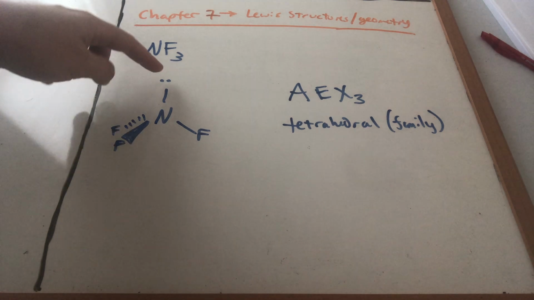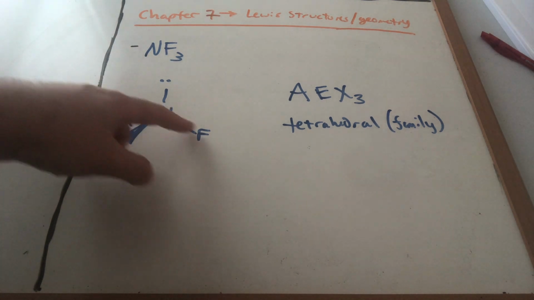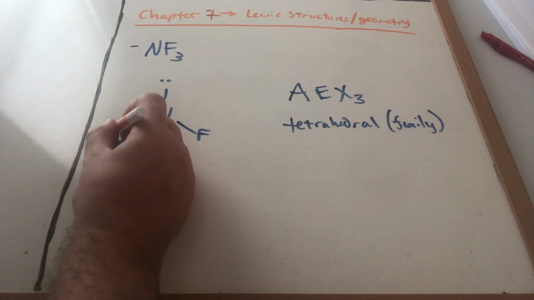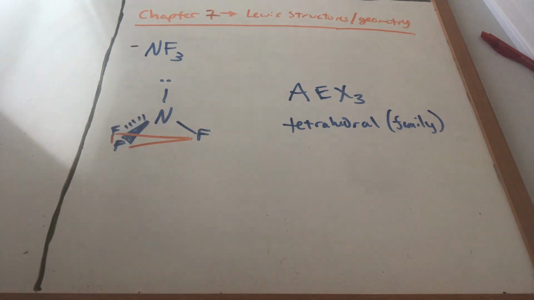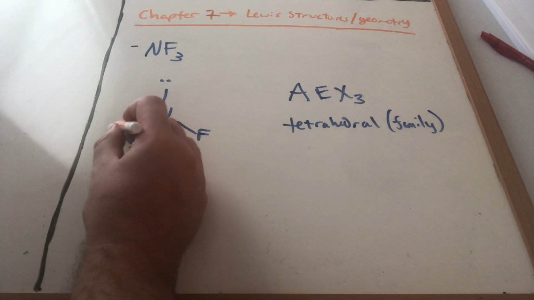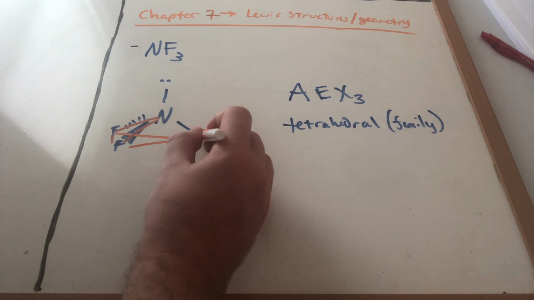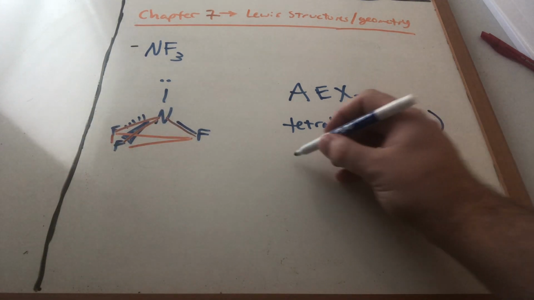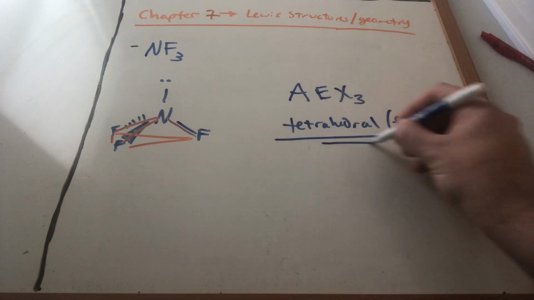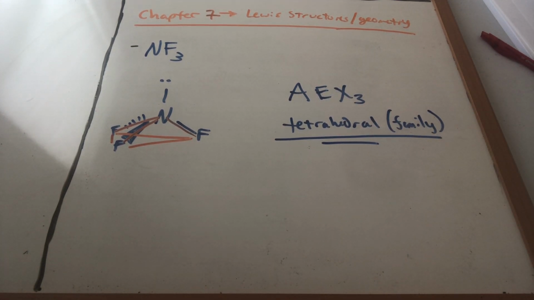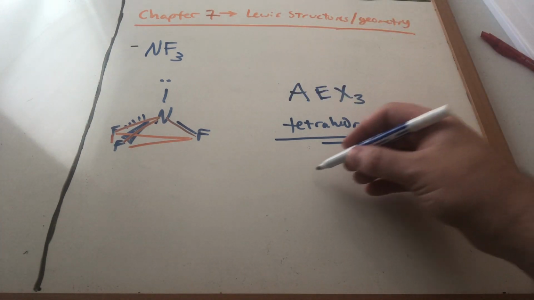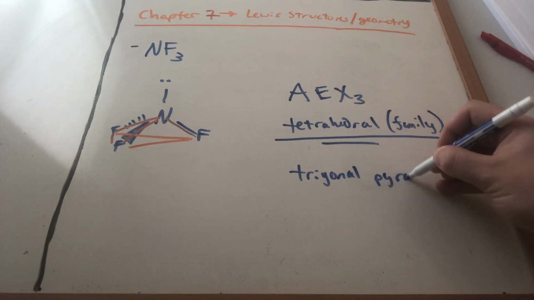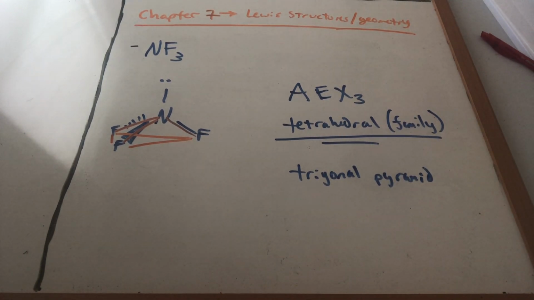But remember, this lone pair is not part of the structure, so really the structure is down here. And if you connect up these F's, I'm just going to do it in a different color, what you'll see is they make a triangle. And if you connect these F's up to the N, it makes a triangle-based pyramid. So the family name is different than the geometry name now. The family's tetrahedral, because that's what we draw. This is a trigonal pyramid.